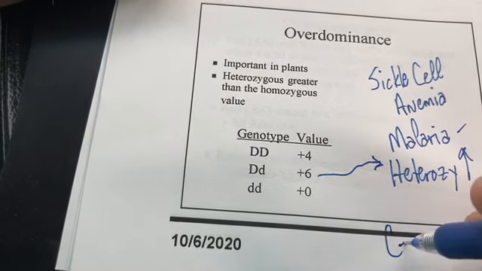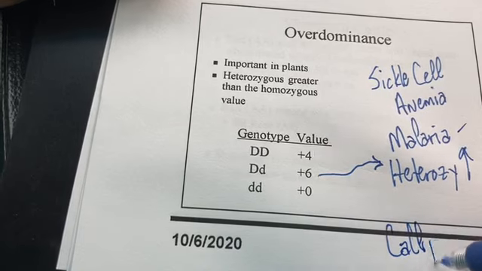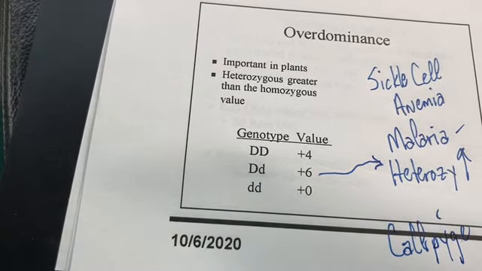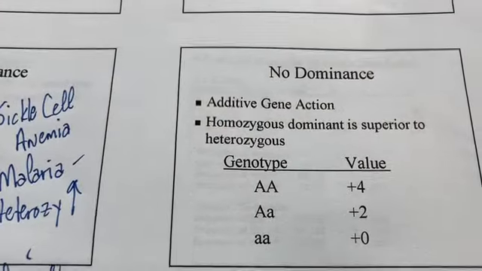Not sure. I think the Callipyge gene, and don't worry, don't get me on spelling there, in sheep was also an example of overdominance. So we'll talk about that a little later when we get into some selection.